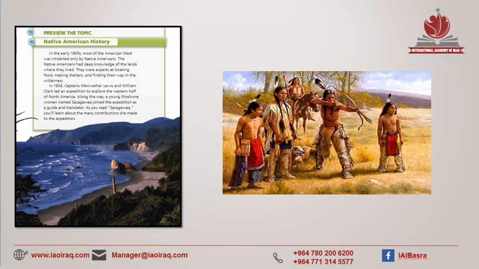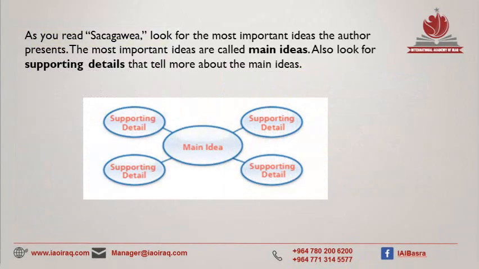And on the right there is just some Native Americans, some of the clothing they wore, some of the tools they used to hunt with. So as you read Sacagawea, look for the most important ideas the author presents. The most important ideas are called main ideas. Also, look for supporting details that tell more about the main ideas. There's just a diagram showing.